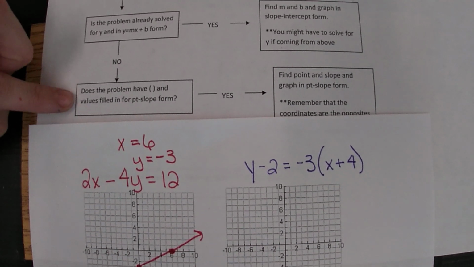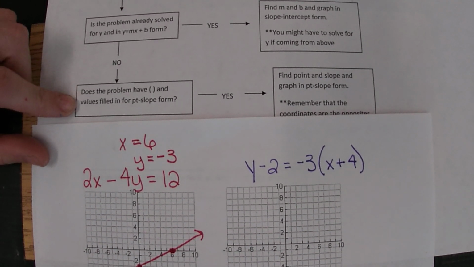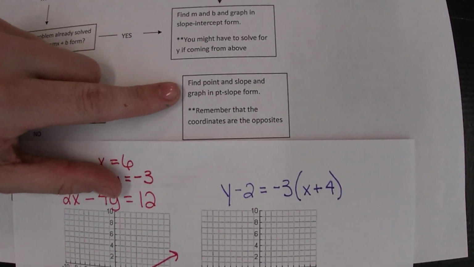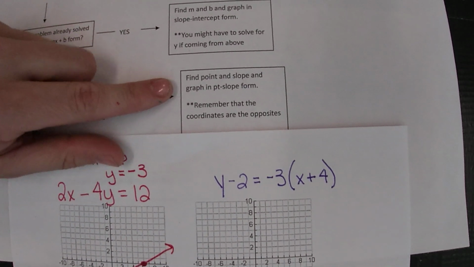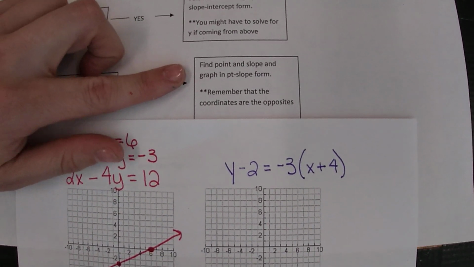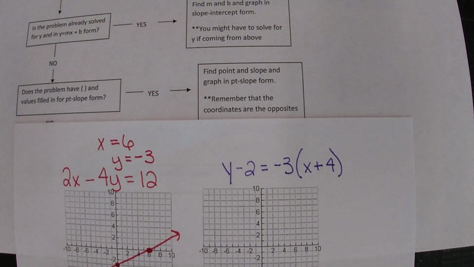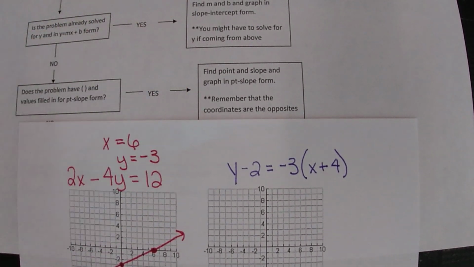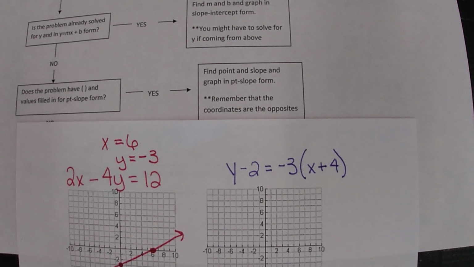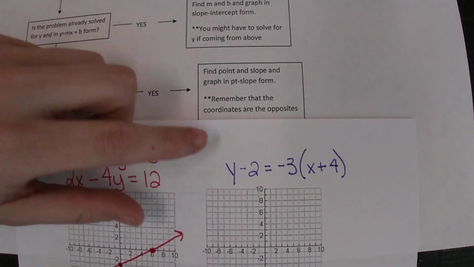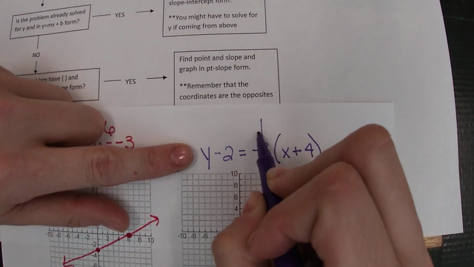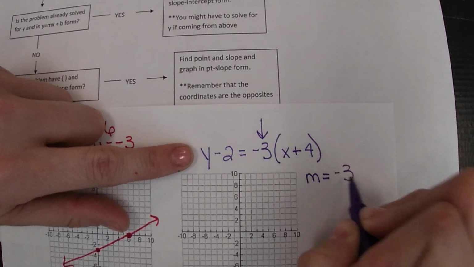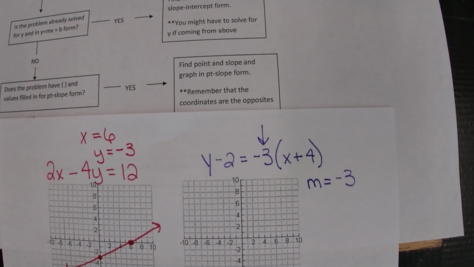Does the problem have parentheses and values filled in for point slope form? Yes, this does. So we are going to find the point and the slope, and graph this in point slope form. With that info we learned on Friday, remember we said that the coordinates inside the ordered pair always end up being the opposite sign. So if we look at this, we're going to find our slope. Our slope is what's sitting in front of the parentheses. In this case, that is -3.